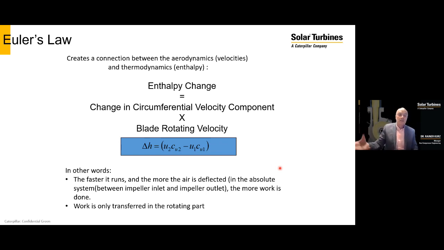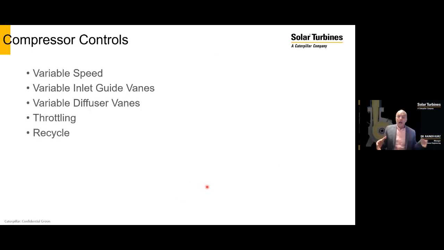And so that basically also means that the faster my machine runs, the more work I create. And again, I already mentioned that work is only transferred in the rotating part. So with that, then I have a compressor that allows me to convert mechanical work into enthalpy rise in the gas. Now, since I want to operate this machine such that I adjust it to different operating conditions, I need to control it. And there are a couple of different things.